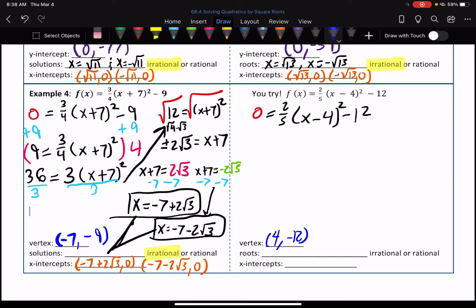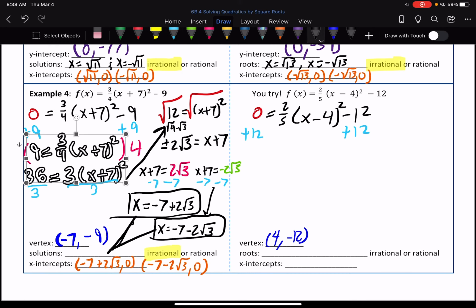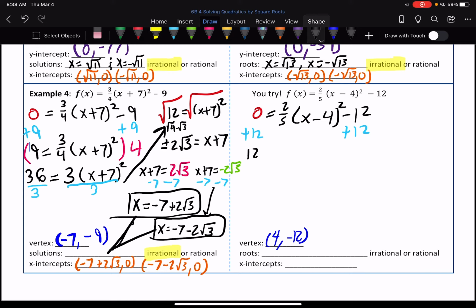All right, now we want to go about isolating our squared expression. So our first step is to add 12 to both sides. So I have 12 equals 2/5 multiplied by x minus 4 squared. And now we want to get rid of our fraction, so I'm going to multiply everything by the denominator. So everything gets multiplied by 5.